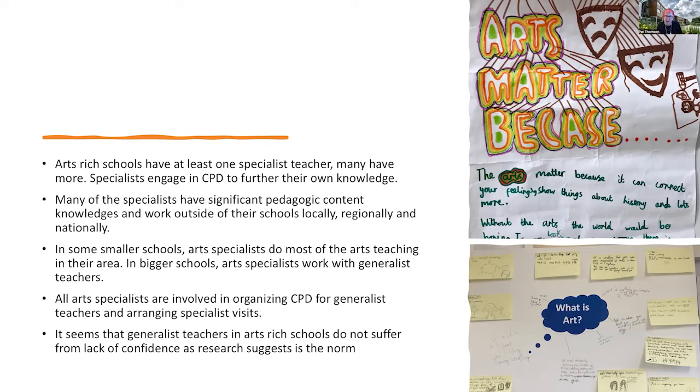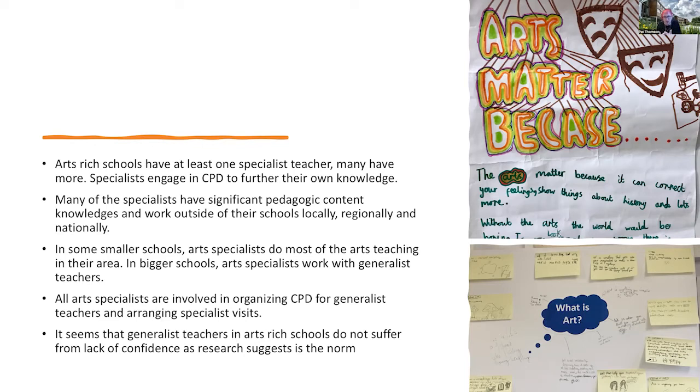The arts teaching is organised in different ways. If the school's small enough, the arts specialists often do a lot of the teaching, but in the schools that are bigger, the arts specialists can't do it all. And so the generalist teachers are heavily involved in classroom arts subject teaching. And even in the small schools, the specialists can't do it all. So there's this kind of relationship between the specialist and the generalist, which is of interest.